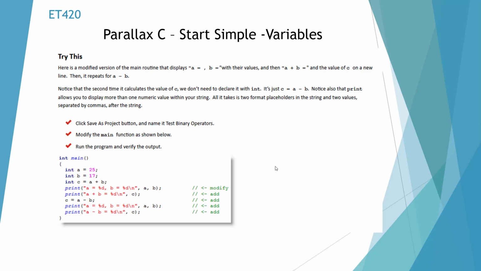Good. The next assignment, we're going to utilize some variables, A, B, and C. So A is assigned 25, B is 17, and C would be the sum of the two. And these print statements are going to allow us to print them out. So here's A and B, and then just C. So let's go ahead and do it.